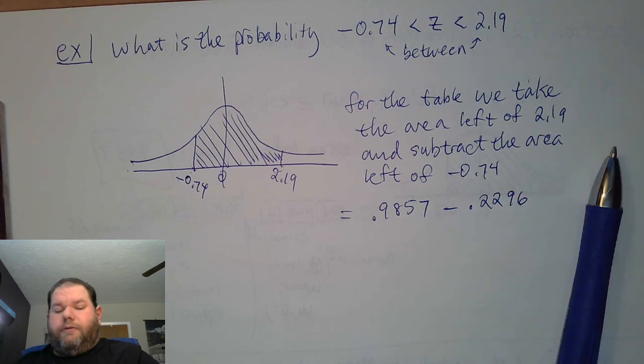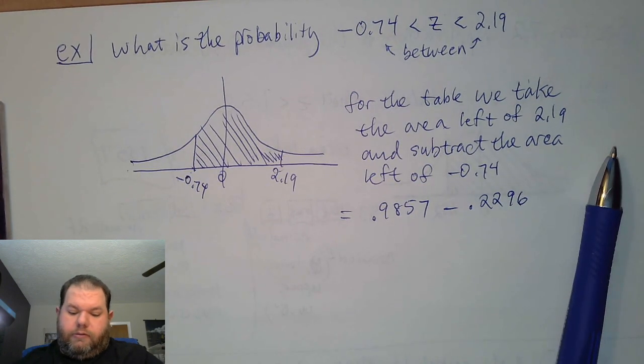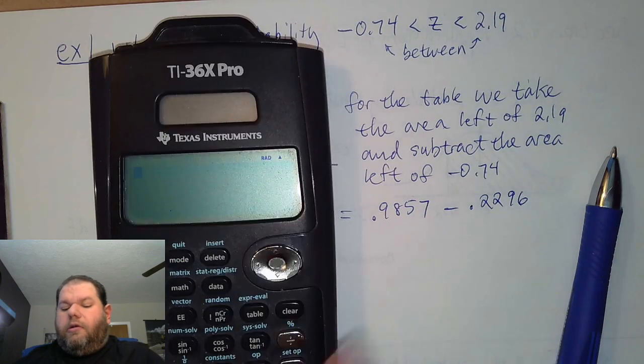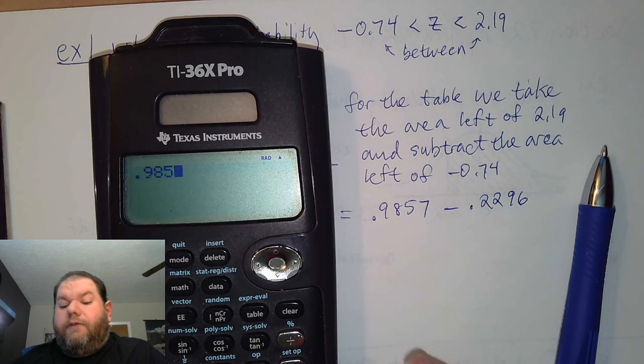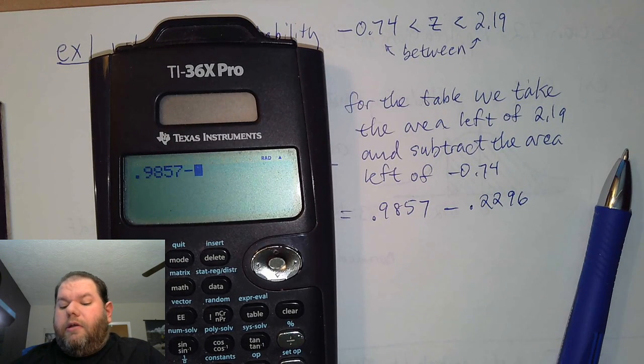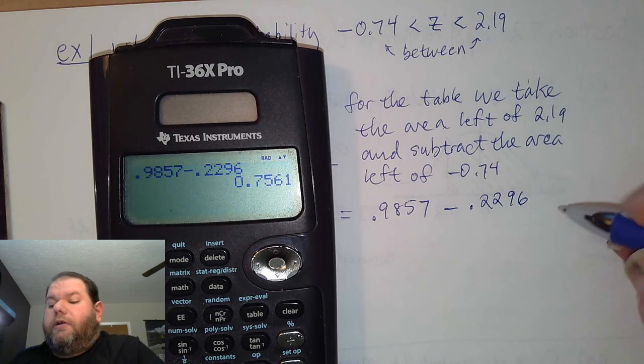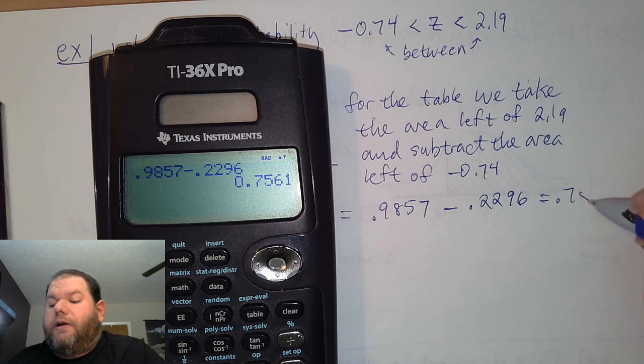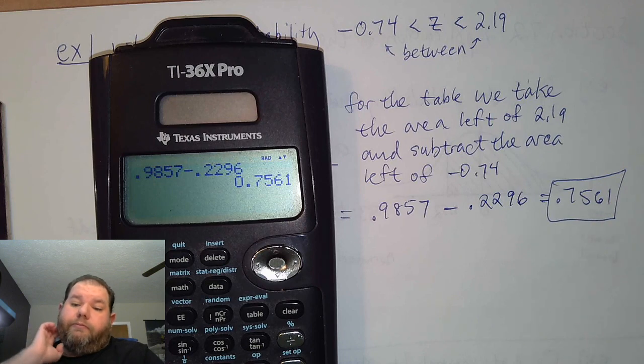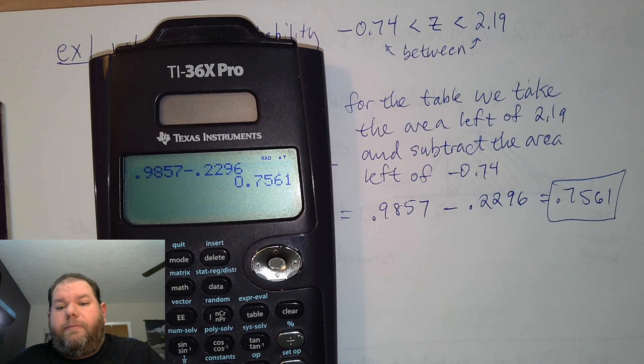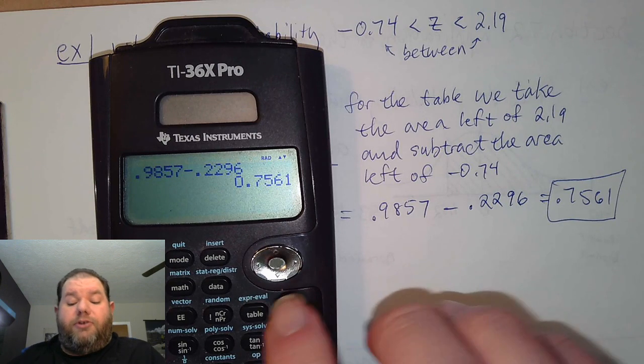So we subtract those. 0.9857 minus 0.2296. And so that gives us 0.7561. Now, as you said, Jacqueline, we can certainly use the lower bound as negative 0.74 and 2.19 on the calculator, and that'll be much easier, absolutely.